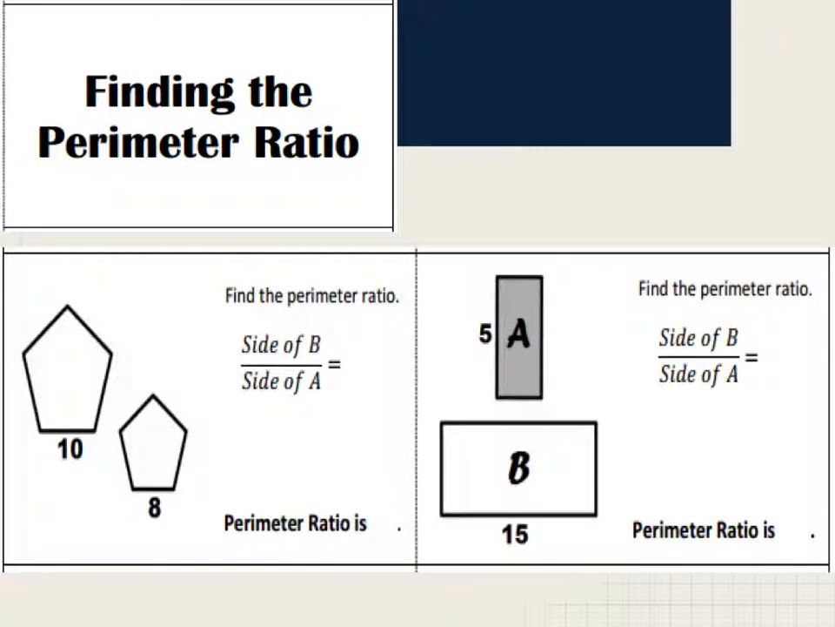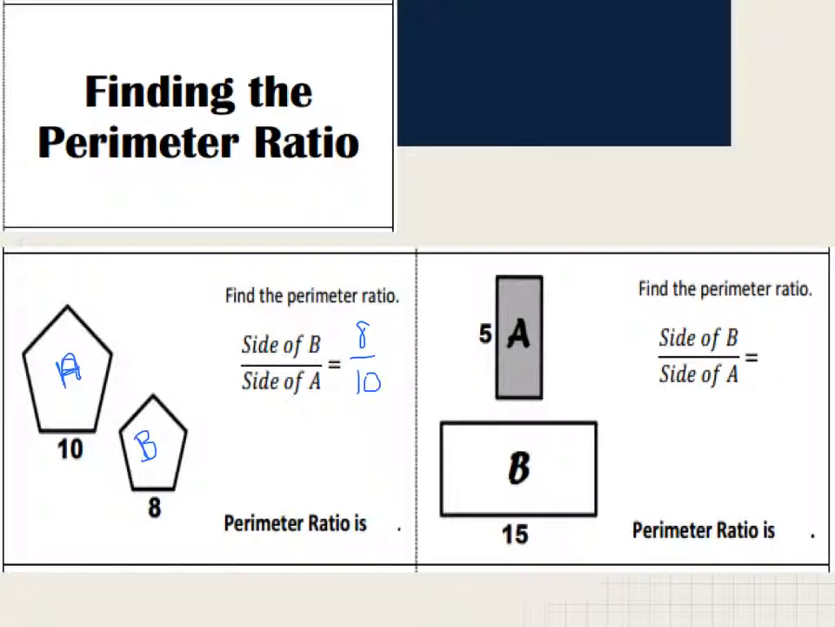Under your second tab, we're going to find the perimeter ratio. To find the ratio, remember, it's always the image over original. In this one, we start with our larger pentagon. This is going to be pentagon A, and our smaller pentagon is pentagon B. So our side for pentagon B measures 8 units. Our side for pentagon A measures 10. It's always the image over the original.